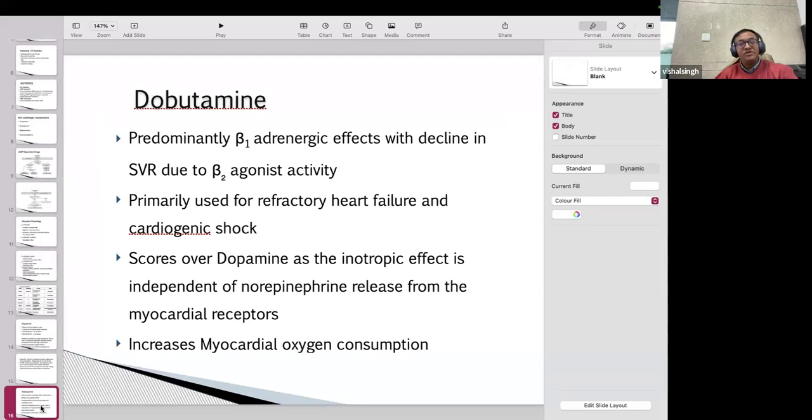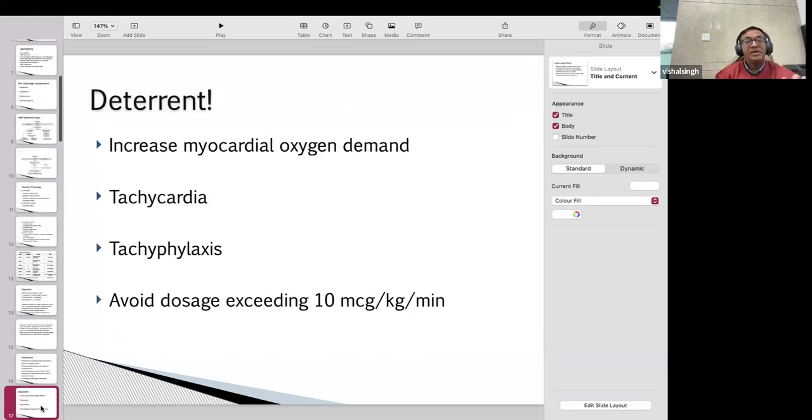Dobutamine is again used in quite a few places. It works predominantly through the beta 1 adrenergic effect with a decline in SVR due to beta 2 agonist activity, and is primarily used for refractory heart failure and cardiogenic shock, along with a vasopressor, obviously. It scores over dopamine as the inotropic effect is independent of norepinephrine release, but because it also leads to tachycardia, myocardial oxygen consumption is increased. That is one of the deterrents. Besides, when you use it for more than 72 hours, tachyphylaxis is a real problem, and one should always avoid dosage exceeding 10 microgram per kg per minute.